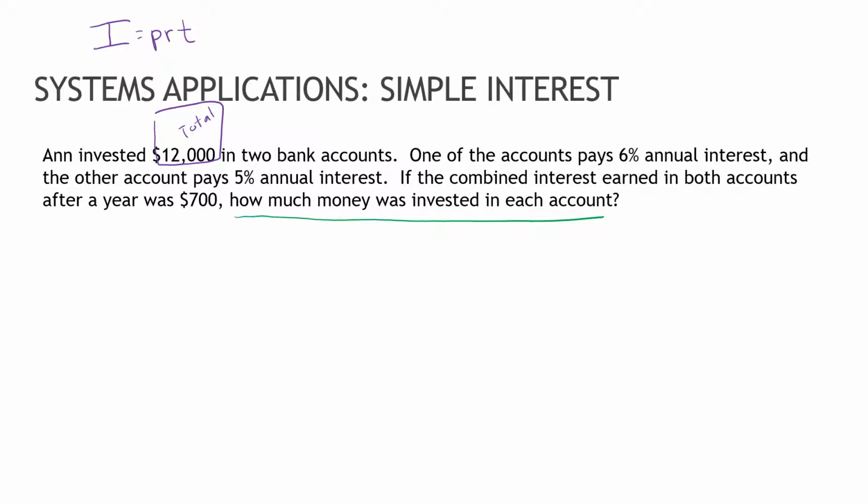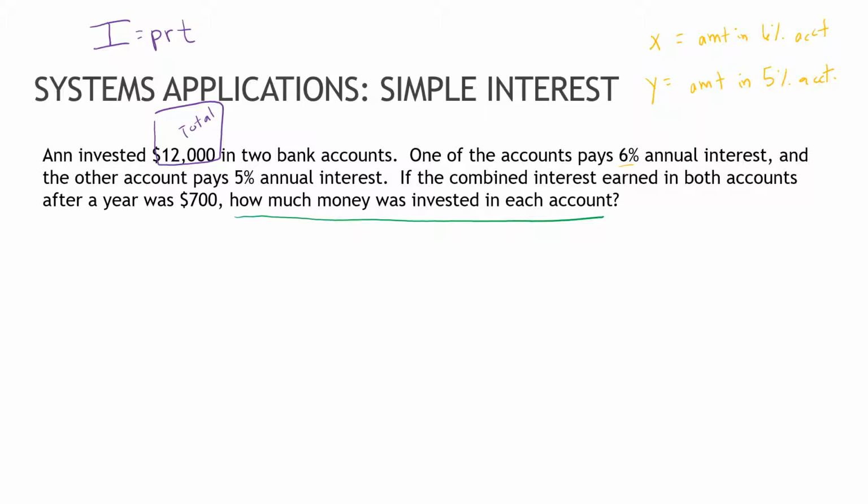So these accounts don't appear to have names. If they did, I would use the names because it would make it easier. But I'm going to let X equal the amount or principal in the 6% account, and Y to be the amount or principal in the 5% account. So again, that's going to take care of how much money invested in each account.